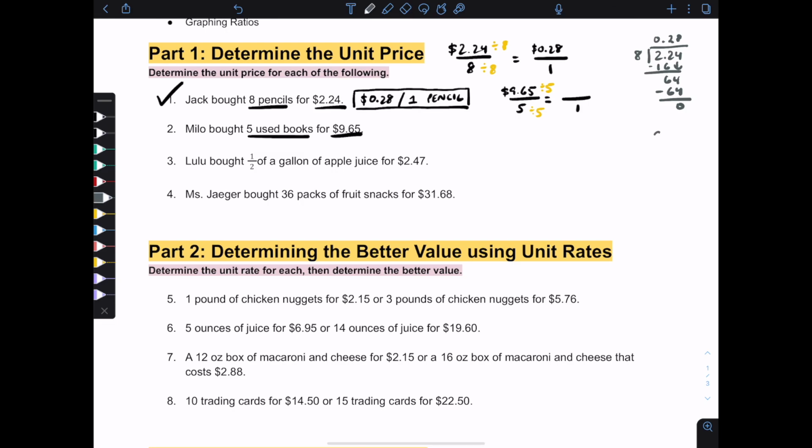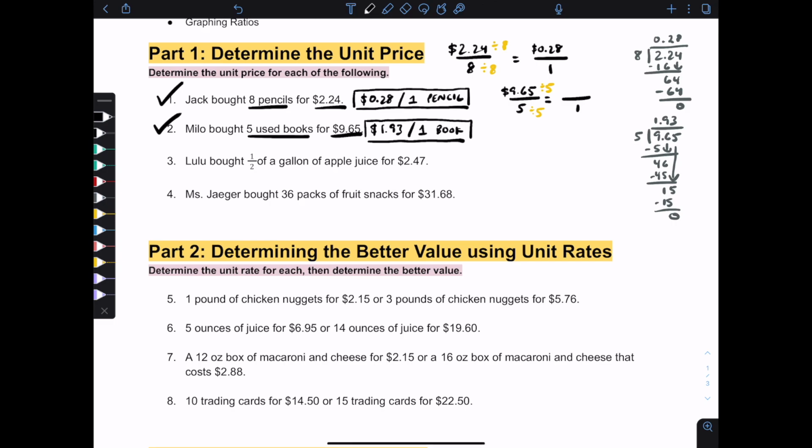And again, this is just a little bit of long division. So hopefully you'll feel more comfortable getting practice here. That's $1. Have a remainder of 4. Bring down the 6. $1.90 something. $1.90. That's a 1. That's a 5. $1.93. Yeah, this goes in evenly. So final answer here. If Milo buys 5 used books for $9.65, then this is going to be $1.93 for 1 book, or per 1 book. That's the unit price. The price of just one of these things. Okay. Number 2, all done.